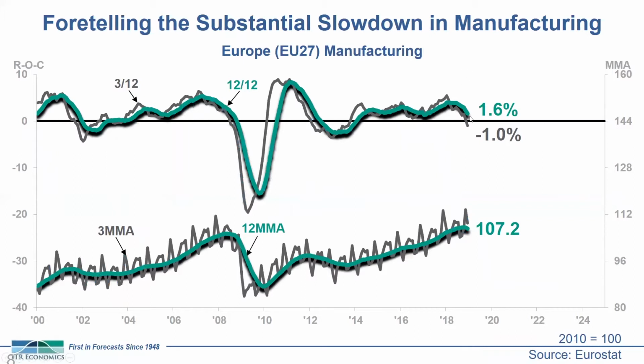Currently, it's up 1.6% on a year-over-year basis, but the 3/12 has also moved downward past the 12/12, and currently the 3/12, which is the quarter-over-quarter growth rate for Europe manufacturing, is at minus 1%. So although you're not quite seeing any significant decline on an actual moving average basis, which is what we're showing here at the bottom, the rates of change are certainly pointing to further deceleration in the near term and potentially some negativity in the midterm for Europe manufacturing.